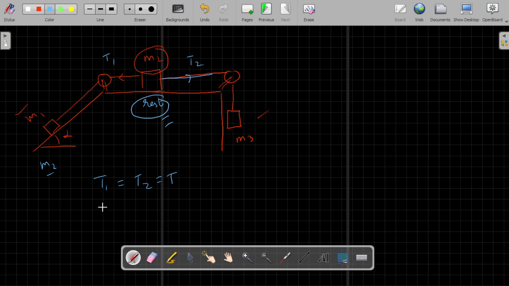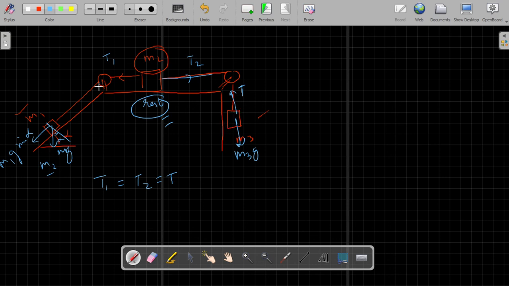Now we are supposed to find the relation between M1, M2 and M3, that is, what is the relation for the system to exist at rest. As we saw in the last question, the relation comes out to be affected by the components of the gravitational force which are responsible for moving the block. Let's say this angle is some alpha. So this component is m1g sine alpha, and this component, which is trying to move the block in this direction, is m3g.